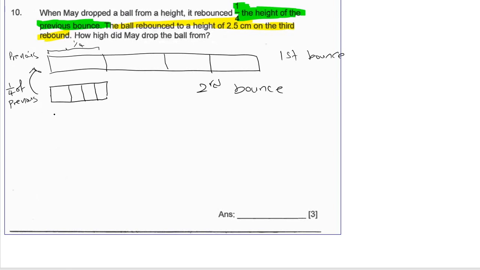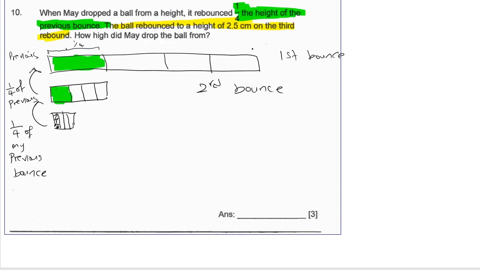Then I go to my third bounce. My third bounce is 1/4 of my previous bounce. Here is 1/4, right? Then this portion is 1/4. It's 1/4 of my previous bounce. Here's my previous. Then I cut into 4 parts. This portion here is 1/4 of my previous bounce.